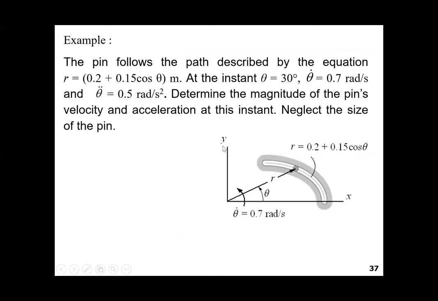So I'm gonna do this example. As you can see, you have a pin that follows this path of motion. It's a curvilinear motion, obviously. The equation for this path is given in terms of r and theta. You see x and y, but obviously r and theta are the dominant parameters here, so we may want to go with the polar coordinate system. At the instant that theta is 30 degrees, theta dot and theta double dot are given, both of them positive. r is also given as a function of theta. We want to find the magnitude of the velocity and acceleration for the pin at this instant, which means when theta is 30. So I'm going to give you a few seconds to draw this, and I will do it myself too.